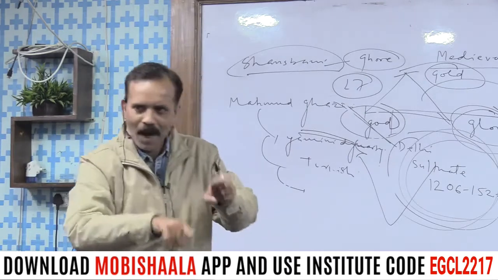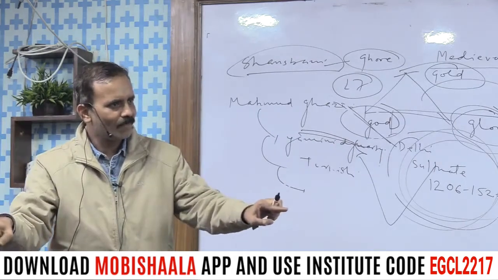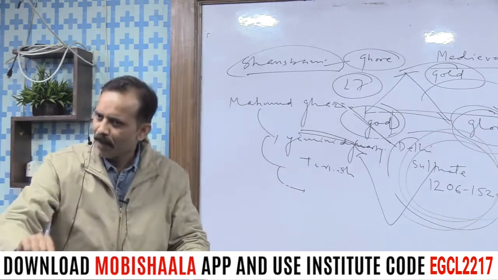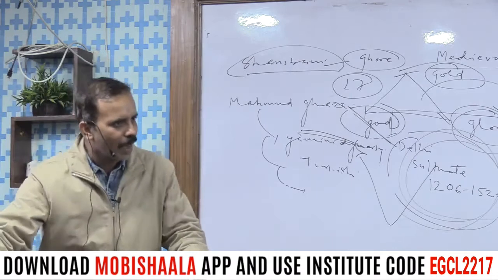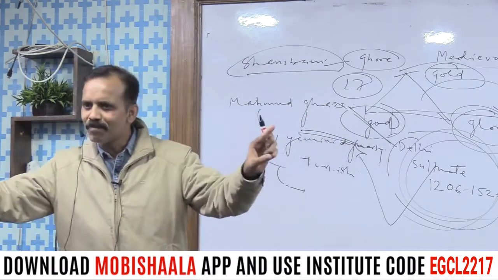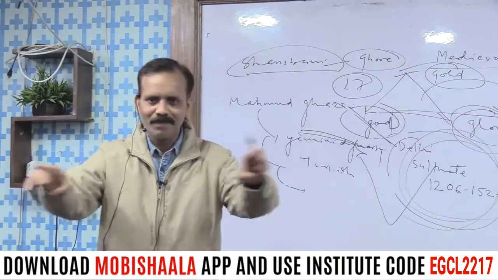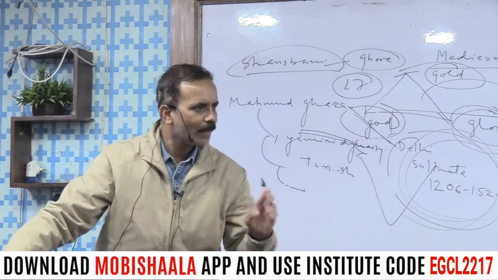Correct? Khanwa and Tarain are both the same. Khanwa was between Babur and Rana Sanga. Tarain was between Chauhan and Ghori. The result was the same: creation of the Delhi Sultanate and creation of the Mughal Empire. Both are the same. Okay, right?